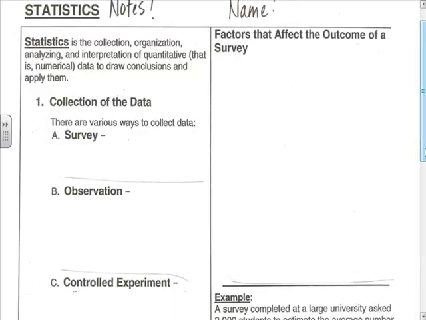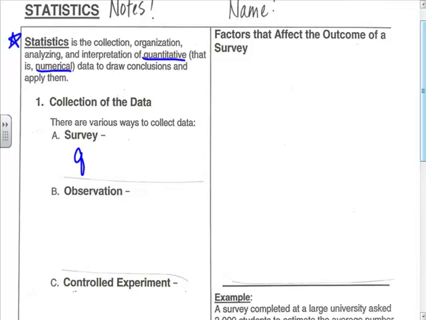Statistics, here's a definition right here. It's a pretty good one as far as I'm concerned. Collection, organization, analyzing, interpretation of quantitative. That means numerical, quantitative, and you might want to just do some underlining for the places where the writing is on the paper to draw conclusions and apply them. Okay, so we have different ways we collect this data that we're going to analyze.